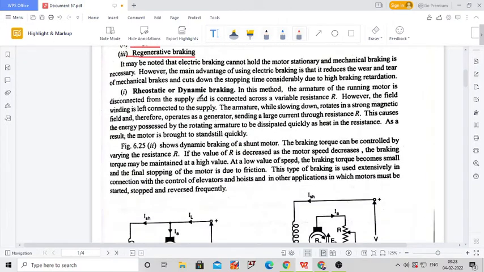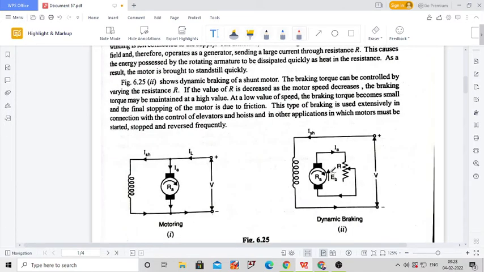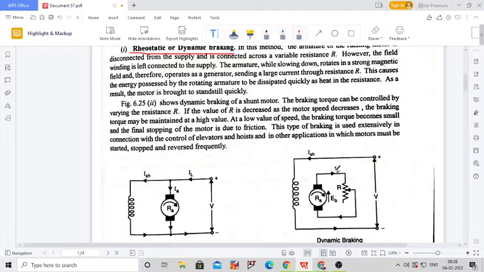The first method is rheostatic braking, also known as dynamic braking. What do we do in rheostatic braking? The armature of the DC machine is disconnected from the supply, and then it is reconnected across a variable resistance R. So we disconnect the armature winding of the motor from the supply, and reconnect that armature winding across a variable resistance.